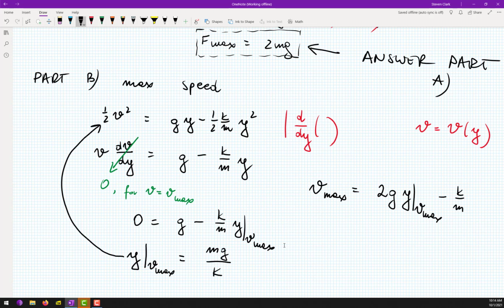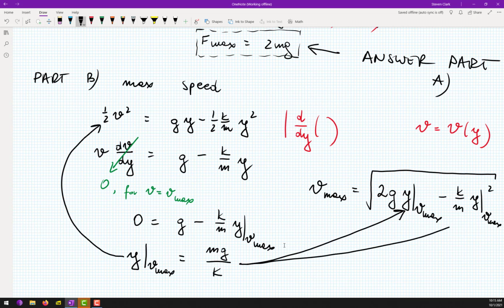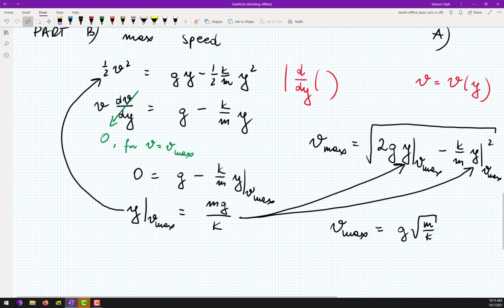And we will obtain that our v max is equal to the square root of 2g y for v max minus (k/m) y of v max squared, square root of that. If you plug in values, guys, just plug in our expressions, in here and here, you will end up with v max equal to g times the square root of m divided by k. This is our answer, part B.